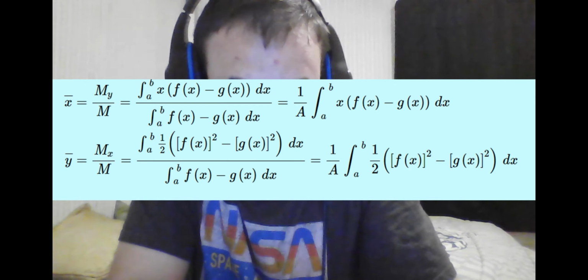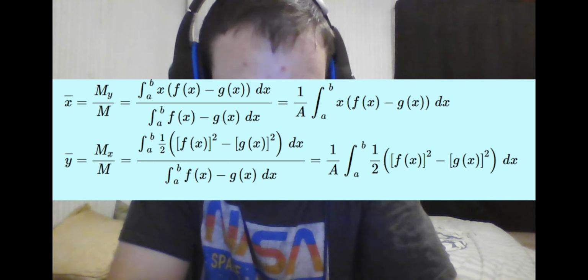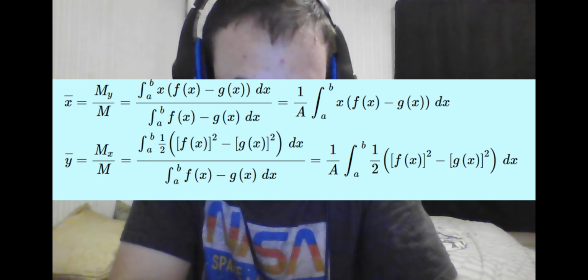We next notice, because the density is the same throughout, it is the same in the numerator and denominator of both coordinate formulas, so as a net result it cancels out.